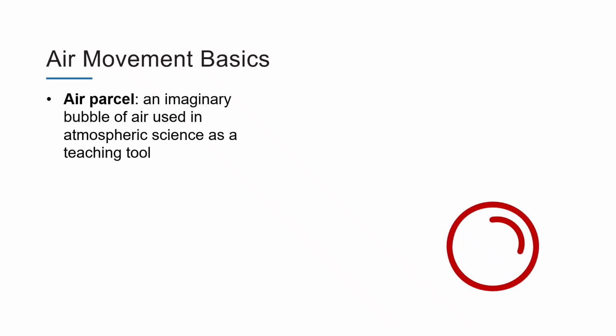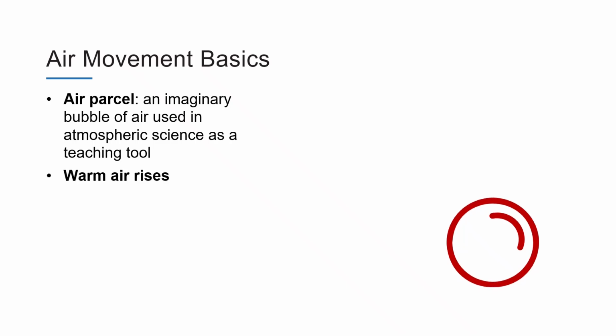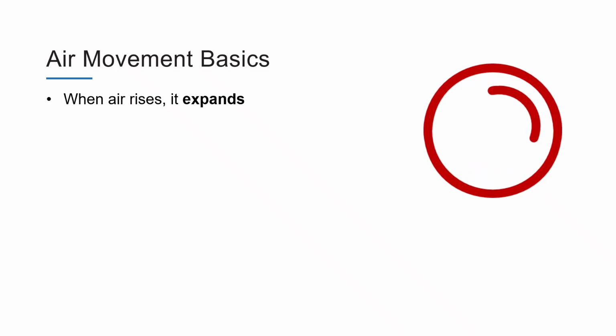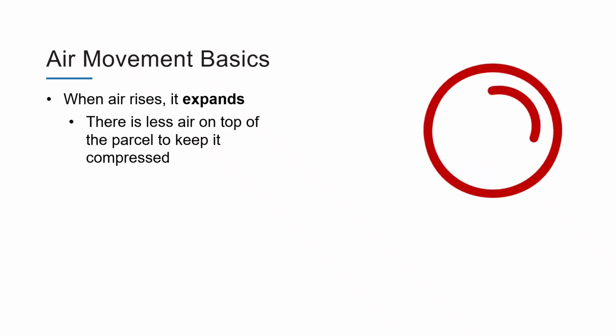Some of you may be familiar with the phrase warm air rises. We can feel this, for example, if you stand on a chair in a room with a furnace. The air at the top of the room will usually be warmer than the air below because warm air rises. When air rises, it starts to expand because there's less air on top of it to keep it compressed or squished. When it expands, it cools.